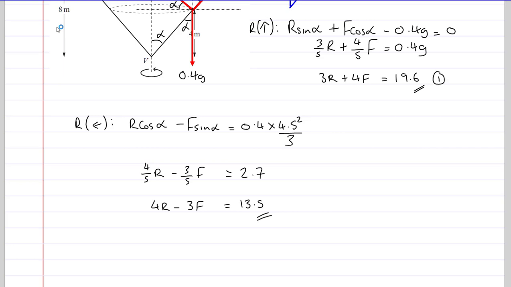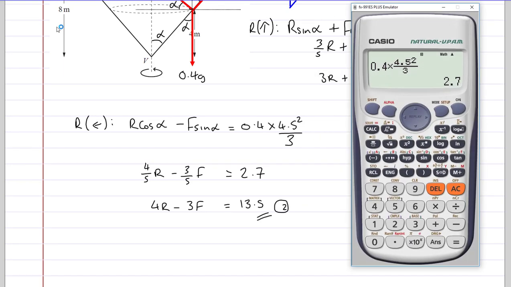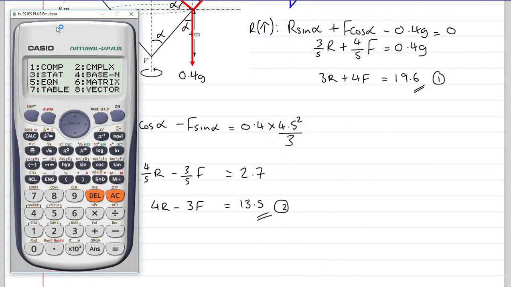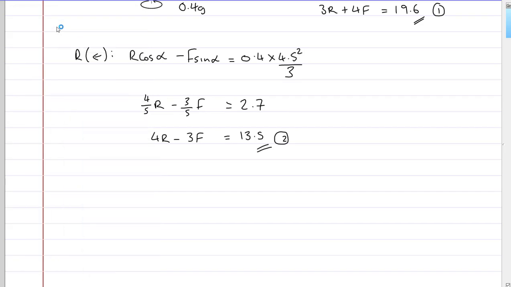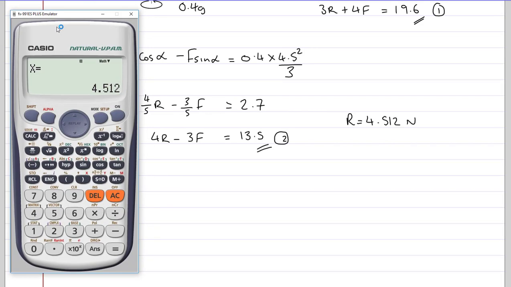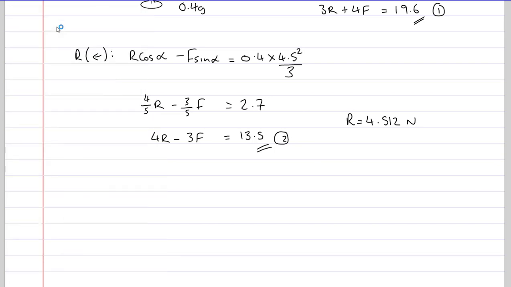So we have two equations here. I'll label them 1 and 2. And we can solve these simultaneously. Feel free to use your chosen method. Elimination is probably easier for these. I'm just going to do it directly in my calculator. So we get R equals 4.512. And we get F equals 1.516.